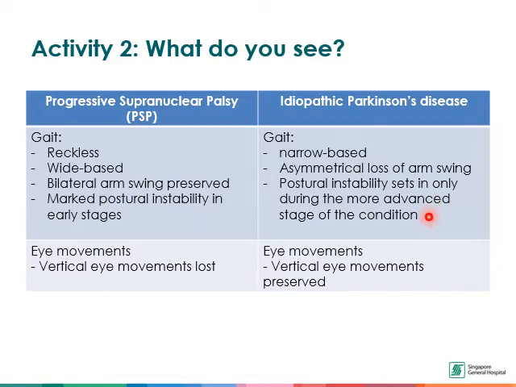In terms of eye movements, people with PSP lose the ability to track vertically upwards and downwards. However, they are still able to track horizontally. For people with idiopathic Parkinson's, however, the vertical eye movements are preserved.